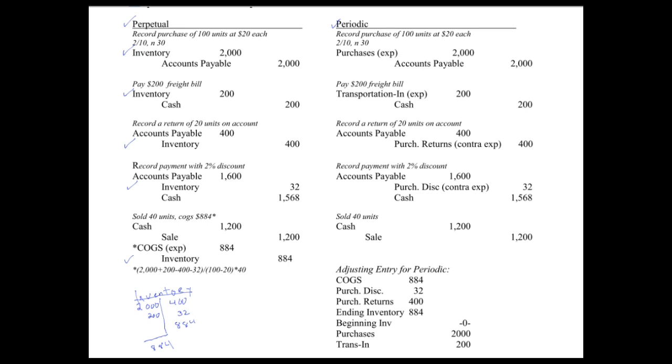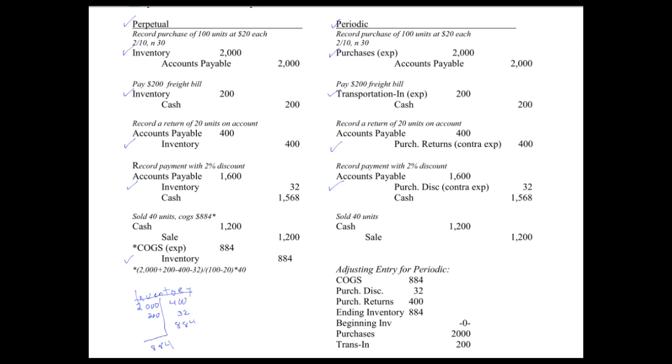When you have a purchase, it's debited to an account that's appropriately named, purchases, an expense account. Transportation goes in an account that's appropriately named. Purchase returns and allowances decreases that. It's a contra account to purchases, so it's a contra expense, and the same with purchase discounts. When you have a sale of inventory, there is no cost of goods sold entry because you don't keep track of the individual costs of sales. You've been expensing everything along the way.